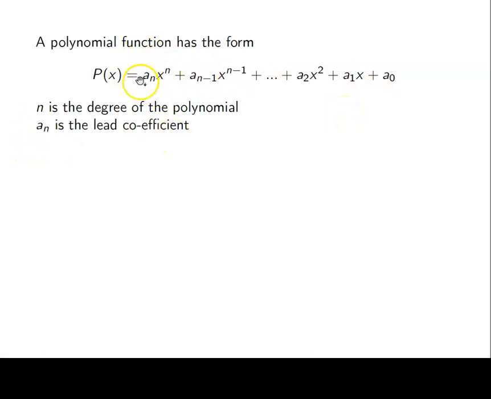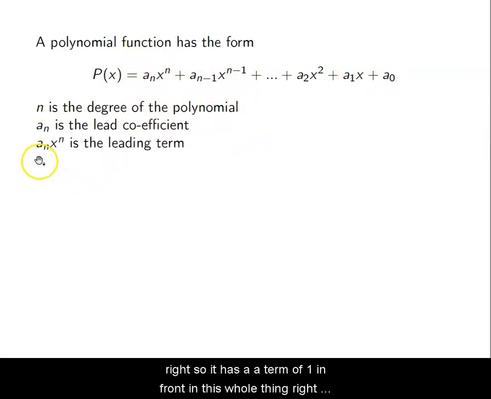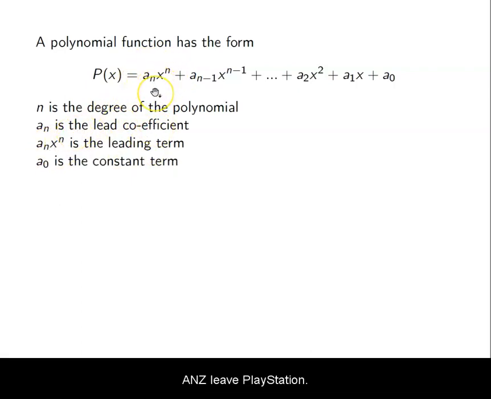The coefficient that is attached to the nth power variable x is called the lead coefficient. So the first coefficient that shows up is the lead coefficient. We've talked about this before as well. If this coefficient is 1, we call this polynomial monic, so it has a term of 1 in the front. a_n times x to the n, this whole thing is the leading term, so the first term, the highest power, the nth power. a_n is the lead coefficient. So lead coefficient, leading term.